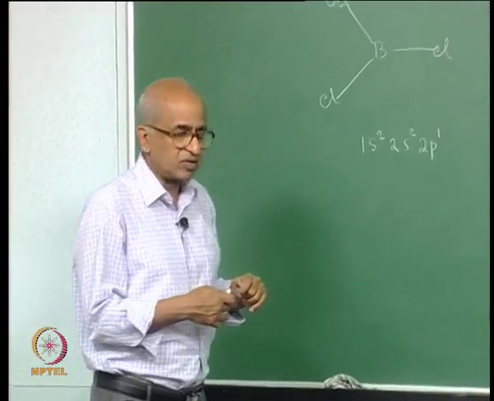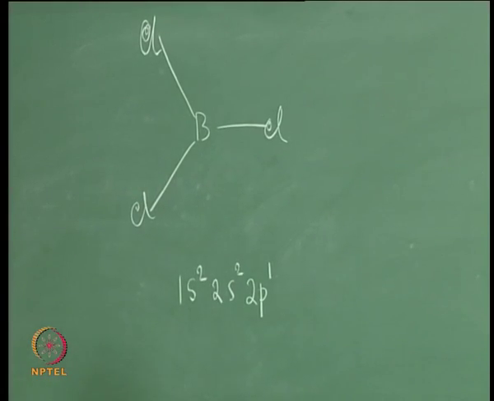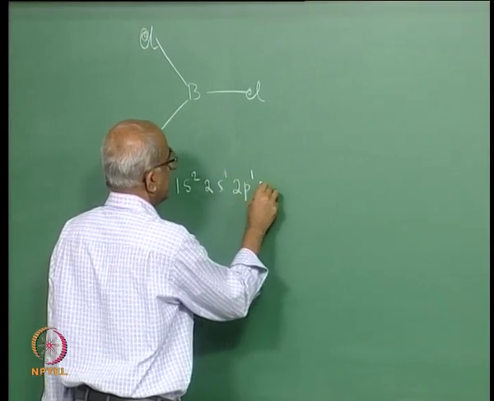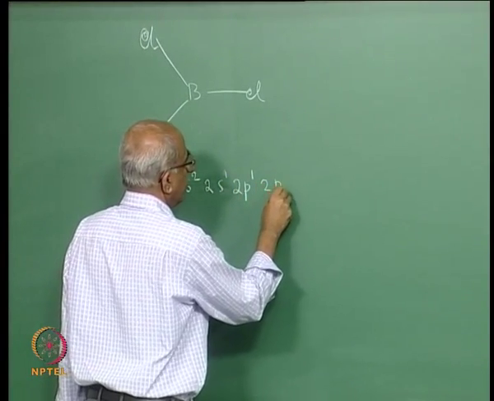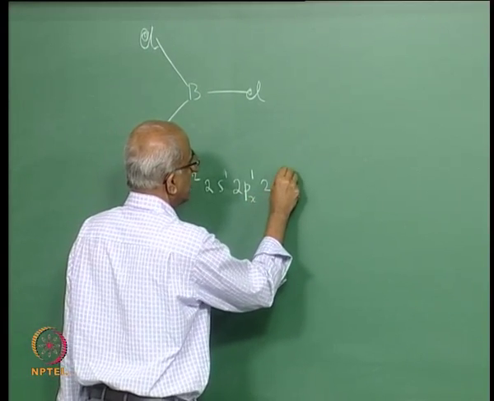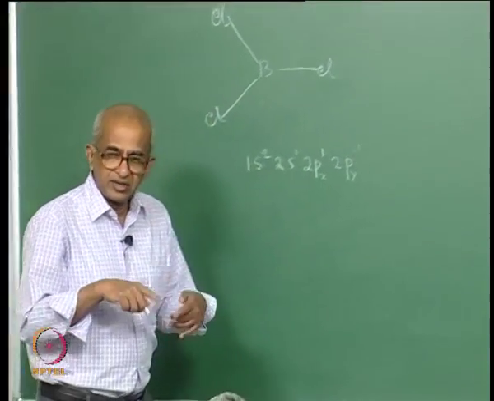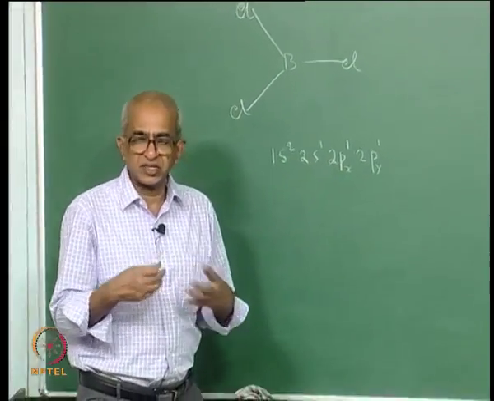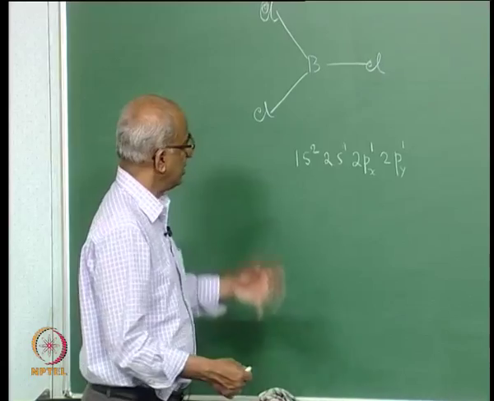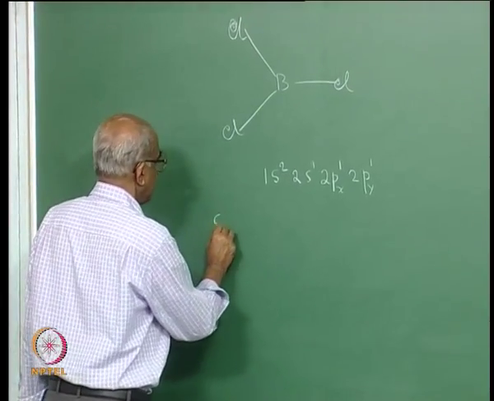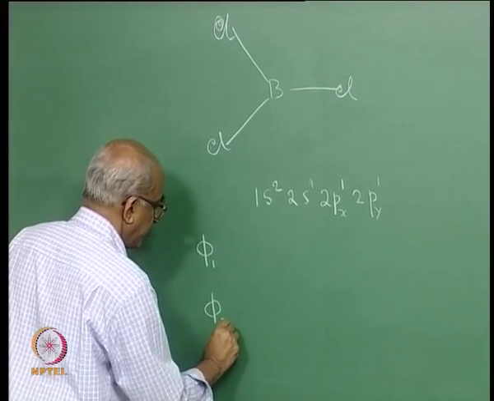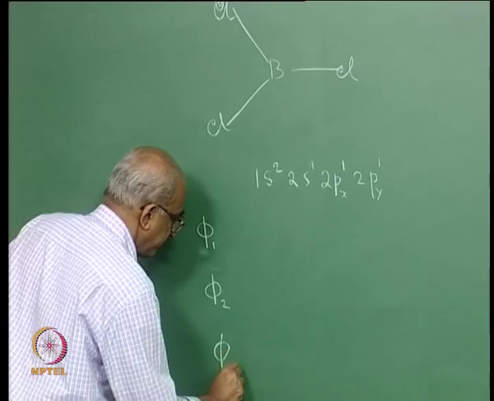And in order to explain the formation of a triangular molecule with all the three bonds being equivalent, we have to imagine that one electron is promoted from here and put into the next 2p orbital. So let me call this 2px, this one I will call 2py, and that also has one electron. And then these three orbitals will mix together, that means they will hybridize together and will give me three new hybrid orbitals. The first one I will call phi 1, the second one phi 2, and the third one phi 3.